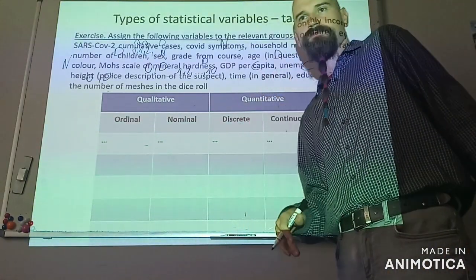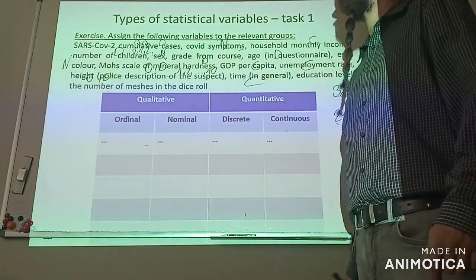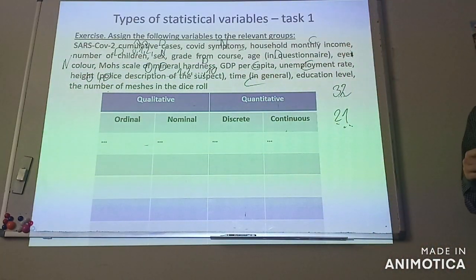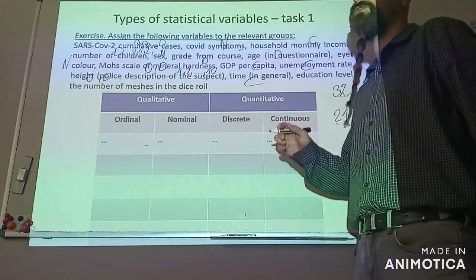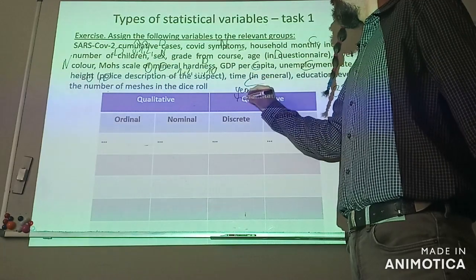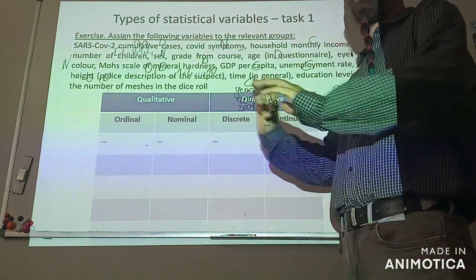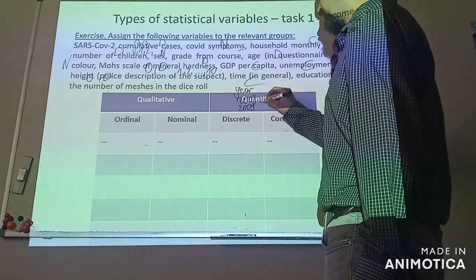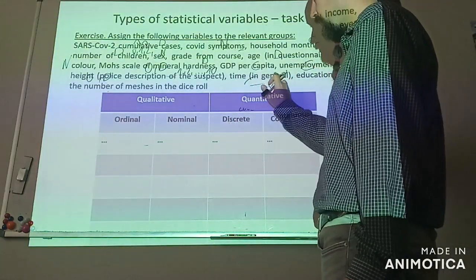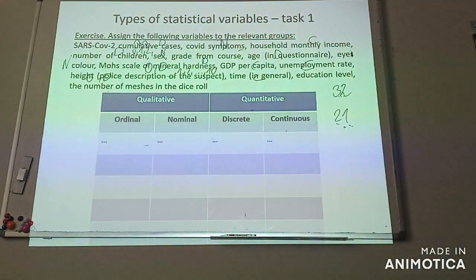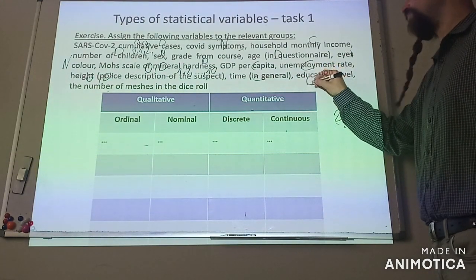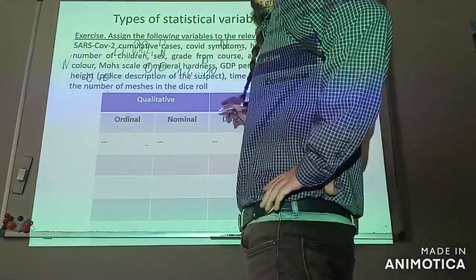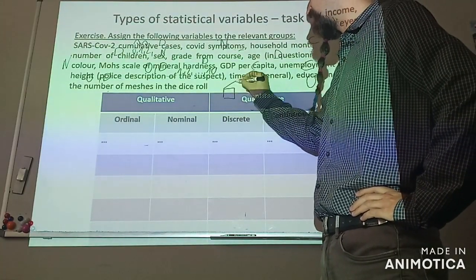Time in general. Yes, so of course it has continuous character. Yes, we measure time in a continuous way, by the moment of time, yes, for example, years 2008, 2009. If we are not so accurate, in that case we are talking about a discrete variable, but in general, time has continuous character. Educational level, yeah, the previous example. We can see order here, and the number of meshes in the dice roll. Yes, you know what I mean.